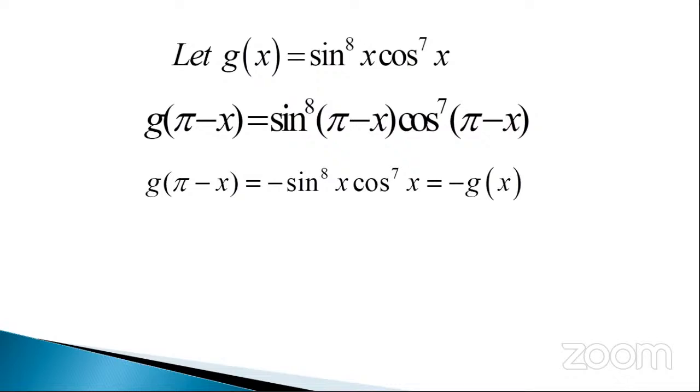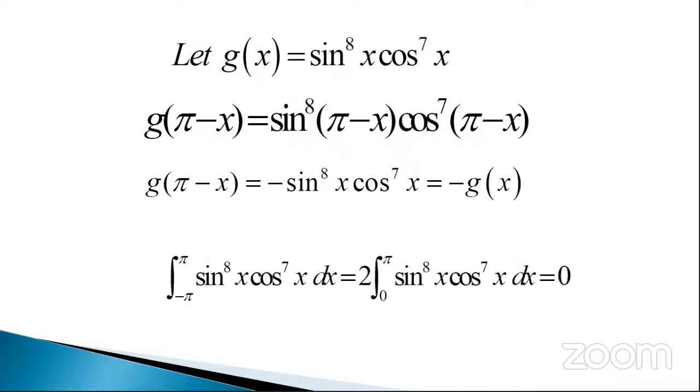f of 2a minus x is equal to minus f of x, so the answer is 0 only. Observe this one. This is, I think, the 13th property: integral over 0 to 2a of f of x dx is equal to 2 into integral over 0 to a of f of x dx if f of 2a minus x is equal to f of x. If f of 2a minus x is equal to minus f of x, the value is 0. That's all.